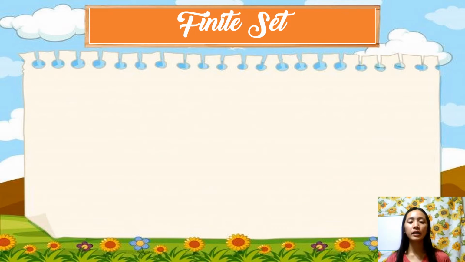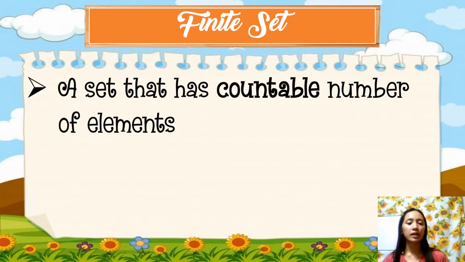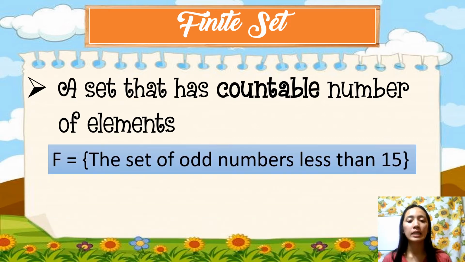Let's have the finite set, okay? When we say finite set, always bear in mind or always remember the word countable. Ibig sabihin, pwede po siyang mabilang. Ibig sabihin, meron lang po siyang limit. So, example, set of odd numbers less than 15. When we say odd numbers less than 15, we can easily identify or determine those odd numbers less than 15.